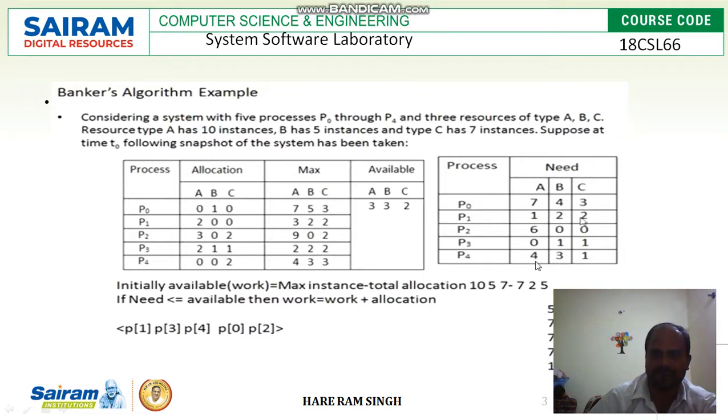Next we check P4. Is the need for P4 less than the available? 4 is less than 7, 3 is less than 4 and 1 is less than 3. Yes, so this will also be allocated. After P1 and P3, P4 will be executed. Now the next available is plus its allocation 0 0 2: 7 plus 0 is 7, 4 plus 0 is 4 and 3 plus 2 is 5. So P1, P3, P4 are completed, and again we will go back to P0.